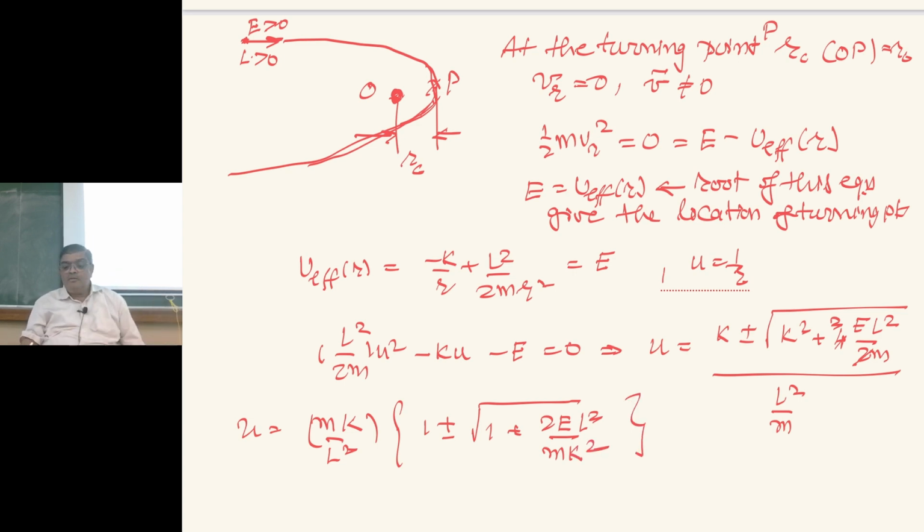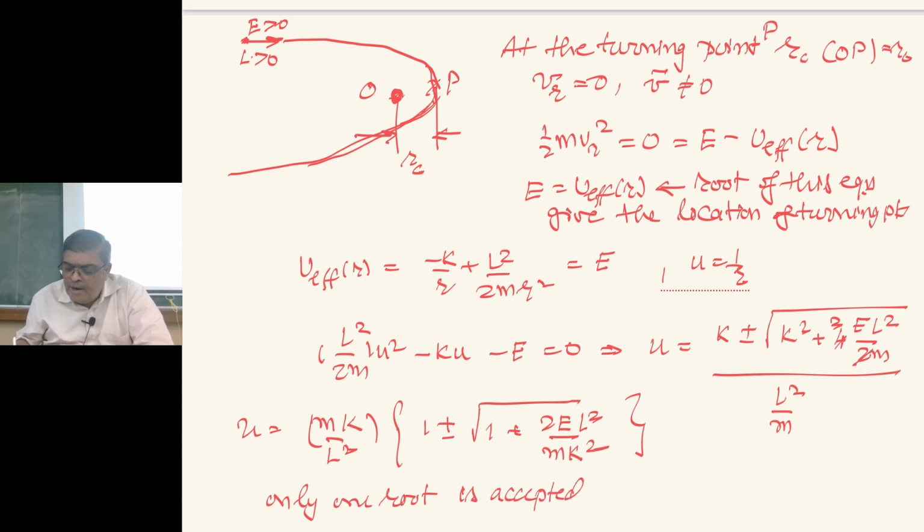This is the root. Can I have a negative sign here? Sorry, a negative sign here? I can. Oh, no, I cannot. Why is that? Because this quantity is larger than 1. So 1 minus a quantity larger than 1 will be negative. Is that right? So therefore, only one root is possible. The other root is negative, which cannot be allowed. So only one root is accepted. And what is that root?